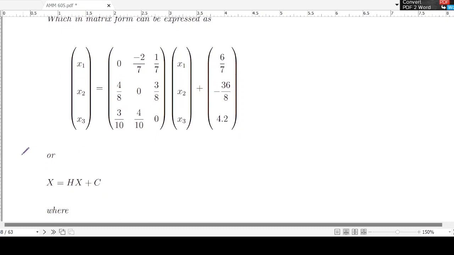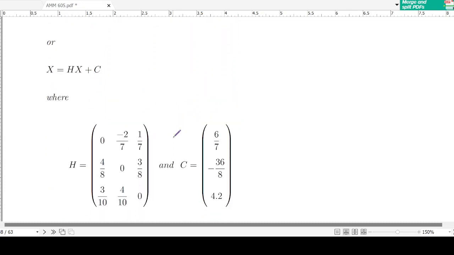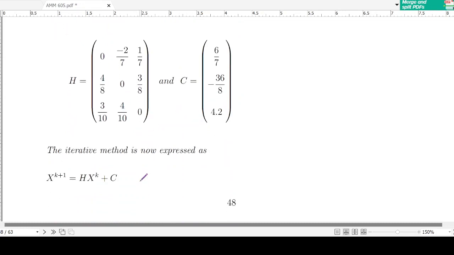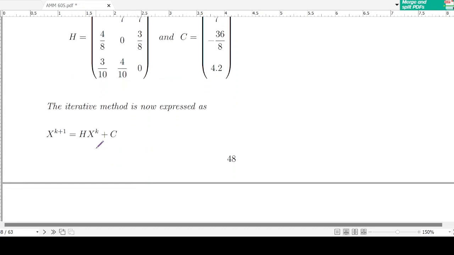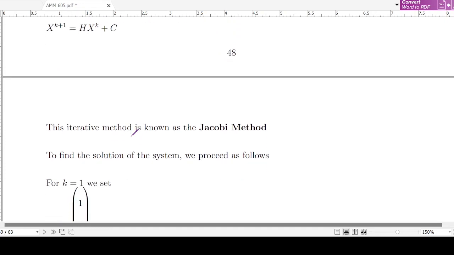So this one now we can write as x equals Hx plus c. You see, H is this matrix here, x is the vector x1, x2, x3, and c is this vector here. So where H is that and c is that. The iterative method is now expressed as x^(k+1) equals Hx^(k) plus c. When we solve the equation using this kind of method, we shall call it the Jacobi method.